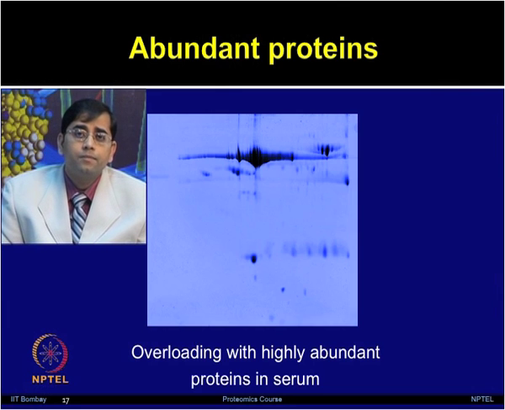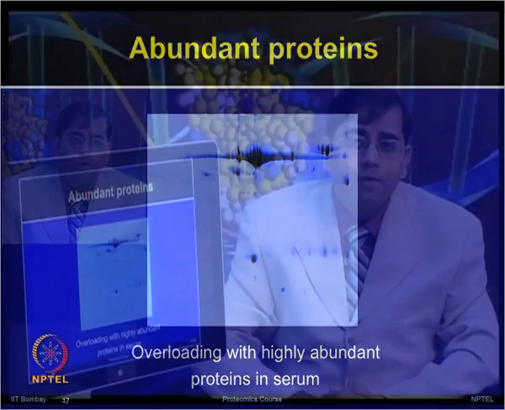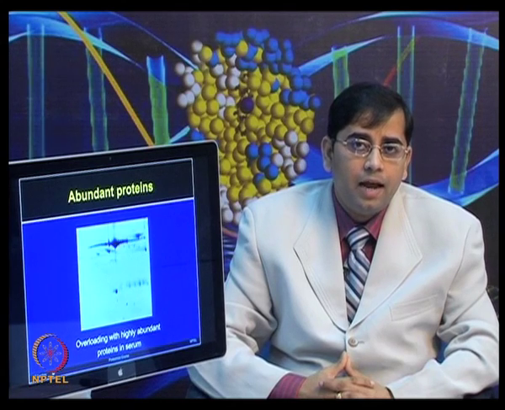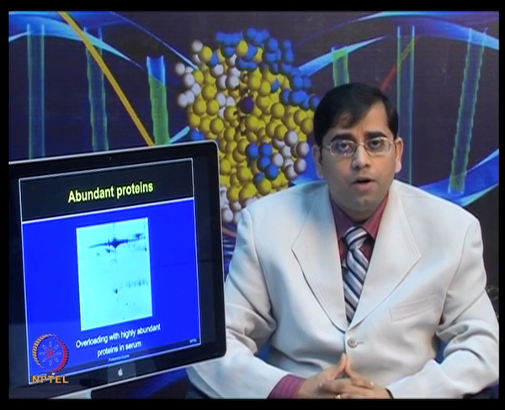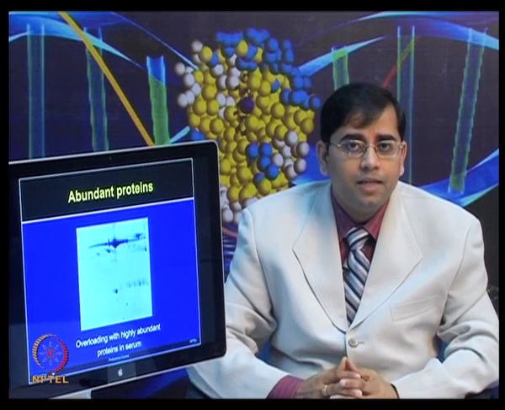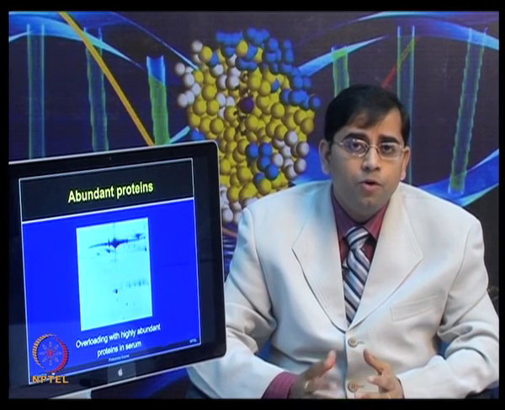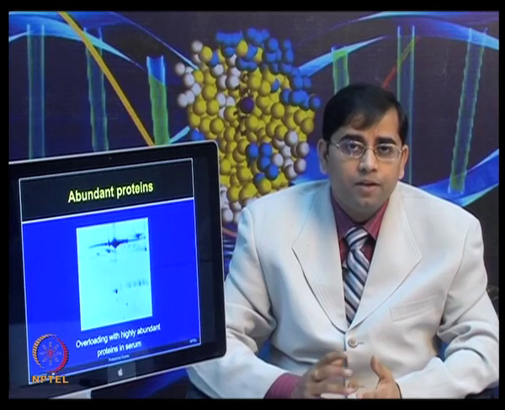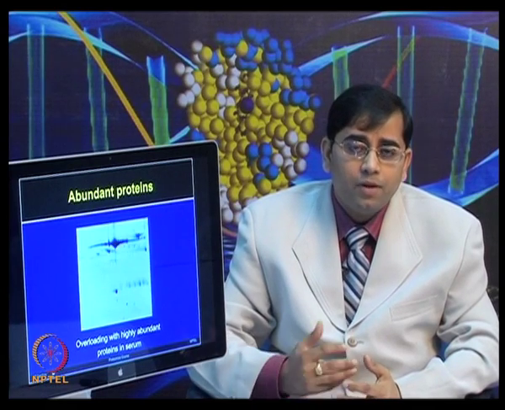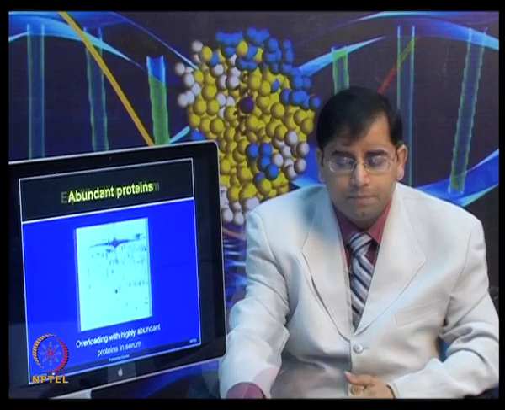So, in this gel, it is shown that human serum contains highly abundant proteins, which are visible in this area. Now, there are various ways one can overcome these limitations. In the previous class on protein extraction and sample preparation, we talked about how to remove the highly abundant proteins. So, please refer to that lecture and one can overcome this limitation.